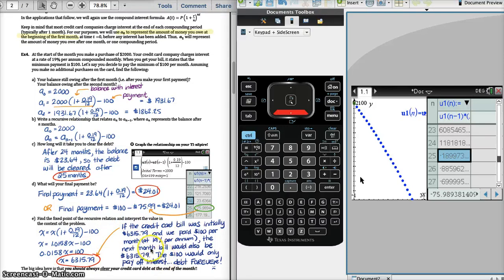So in this context, that means if you would have gone out and charged $6,315.79 and still only paid $100 per month with a 19% interest rate, compounded monthly, the next bill would still be $6,315.79 because the $100 that you paid off was only the interest. So you would owe the credit card company $6,315.79 for the rest of your life. Your $100 would only be getting rid of the interest.